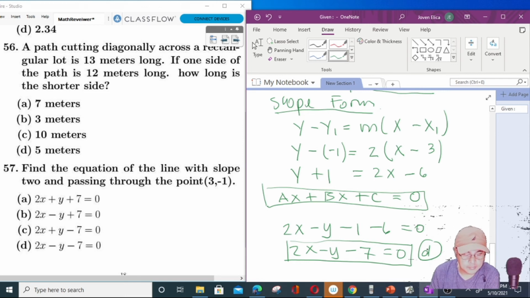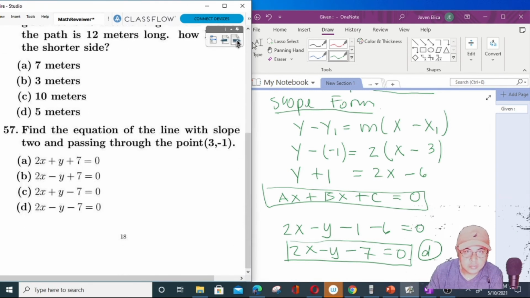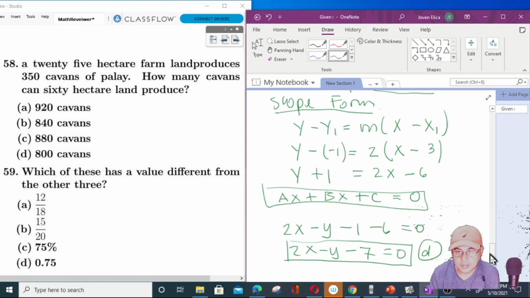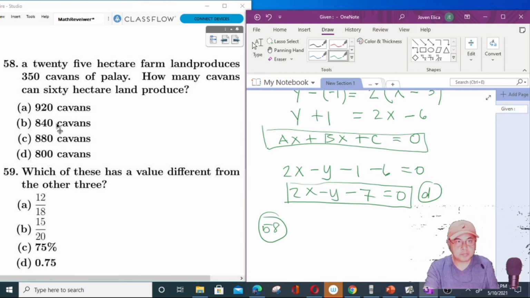Okay, so 57 is done. Number 58. We are almost done. Number 58. A 25 hectare farmland produces 350 kabans of palay. How many kabans can 60 hectares of land produce?